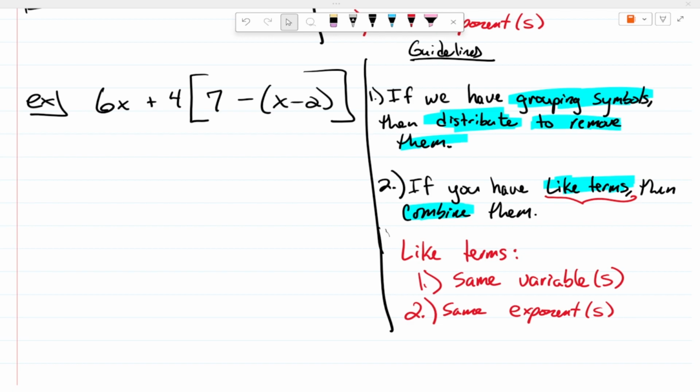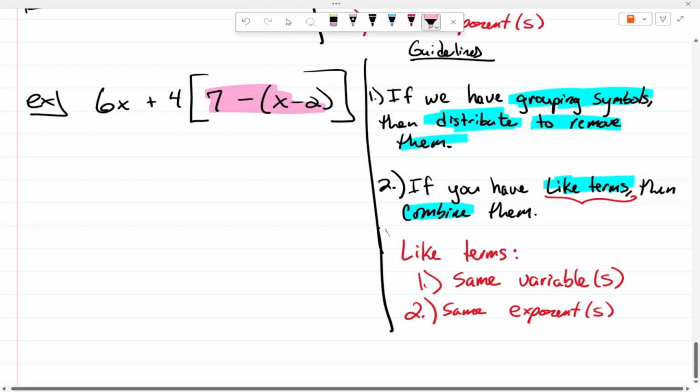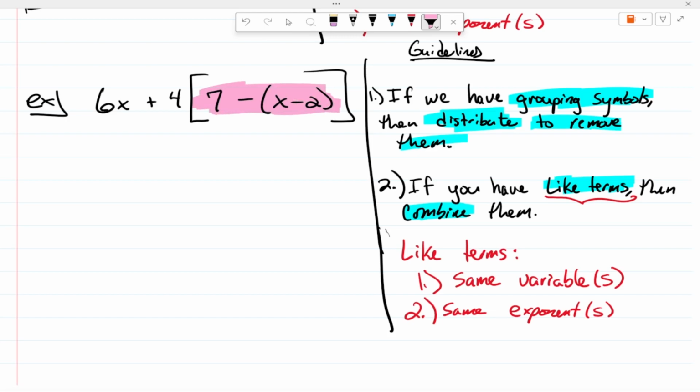All right, now, the reason why we got to be careful is we have multiple grouping symbols, but you always start on the innermost. So that's going to be all of this stuff right here. We're going to do this first. Another thing we really got to be careful about is that minus sign in front of the quantity of x minus 2. Technically, there's a 1 right there. So do we see grouping symbols? Yes. Then we distribute to remove them.